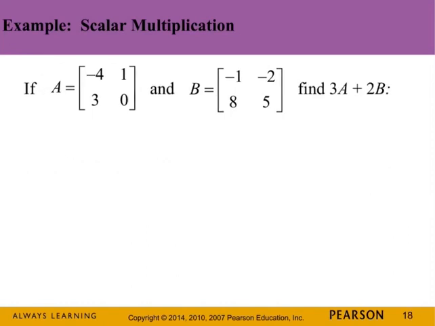If this is matrix A and matrix B, find 3A plus 2B, okay? So 3A is going to be what? -12, 3, 9, and 0, plus 2B, or not 2B.